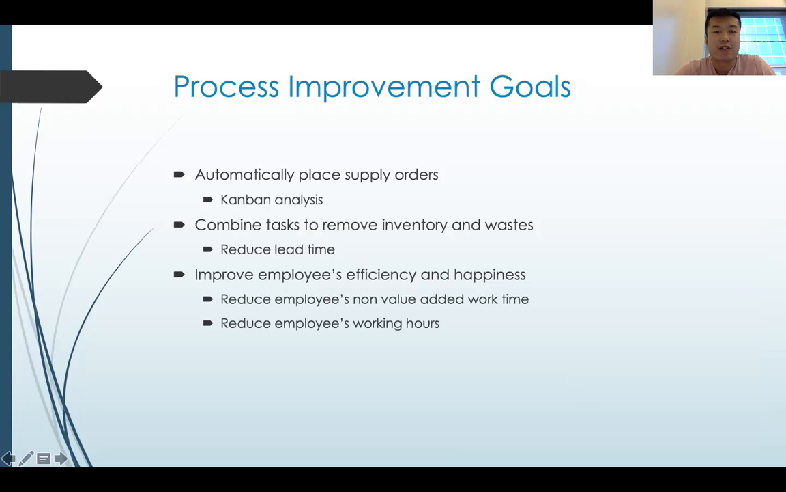So here are some goals. We want to do the process improvement. First of all, I want to automatically place supply orders using Kanban analysis. I also want to combine tasks to remove inventory and waste to reduce the lead time. And I also want to improve employees' efficiency and happiness by reducing their non-value-added work time and reducing their working hours.